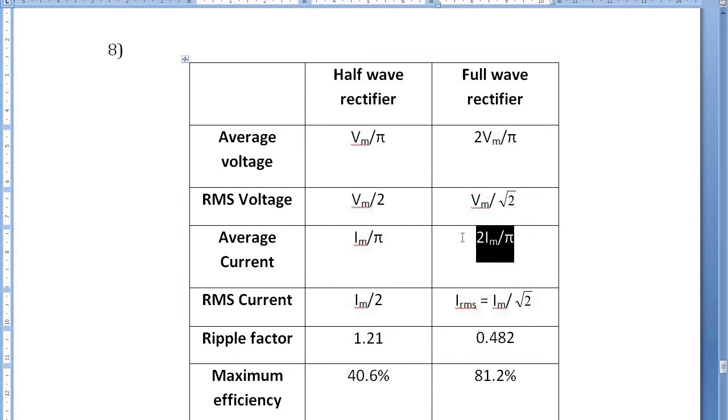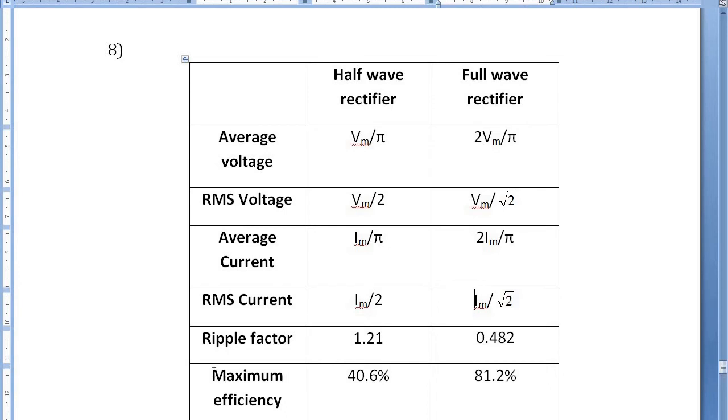So this is the answer for our case. But we must understand and know this table also. If in the exam it comes, what is the RMS current for half wave, what is the RMS current for full wave, you must know these values. So these are the various values which I have mentioned here. You can note it down in a book.